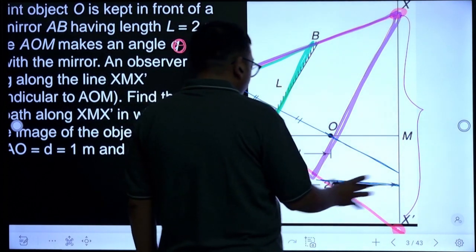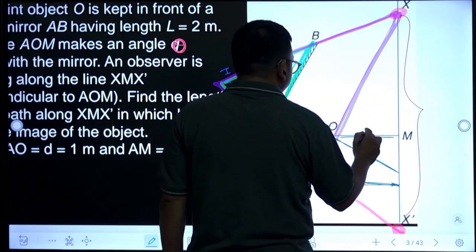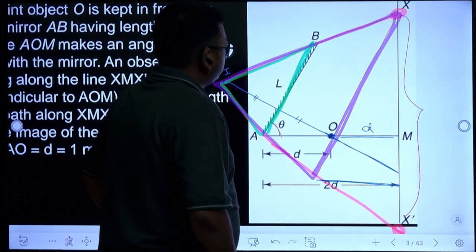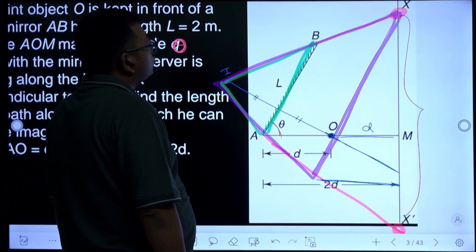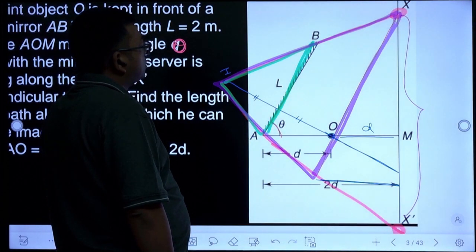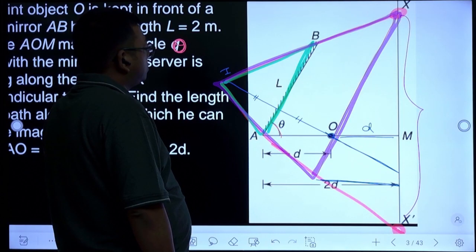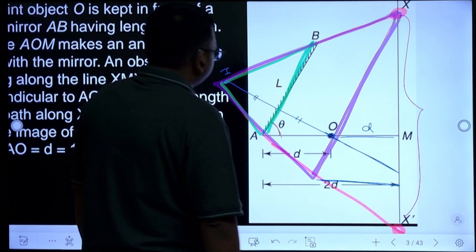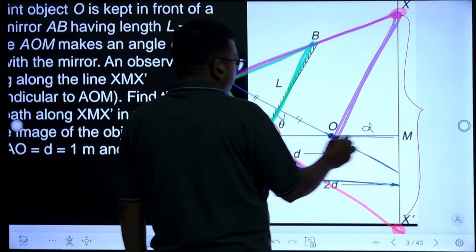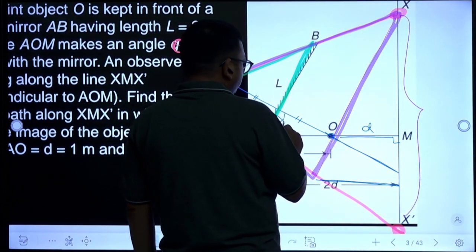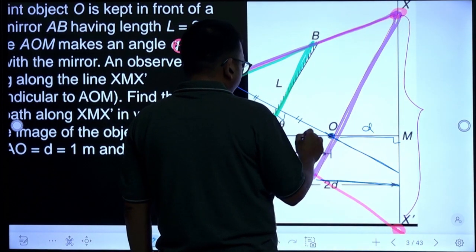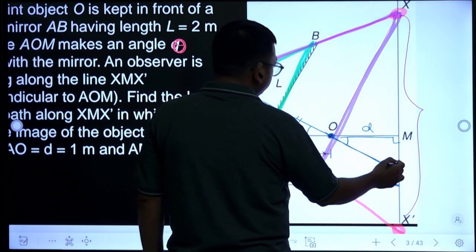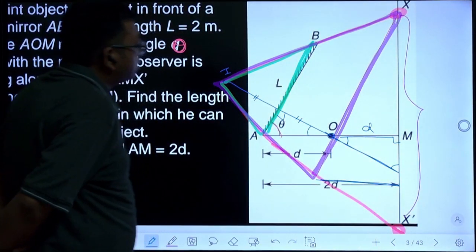This distance is given 2d and this is d, so this is also d. This distance is 2d, so this is the midpoint here, right? This is the midpoint. Then this is 90 degree. This is also 90 degree. This is theta, and I think here this is 90 minus theta. This is 90 minus theta, and this is also becoming theta here. So these two triangles will be congruent anyway.